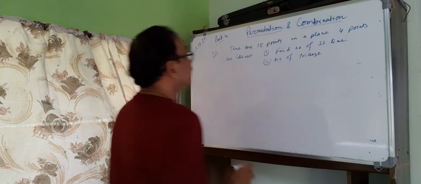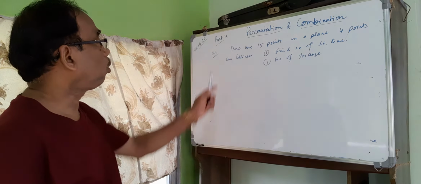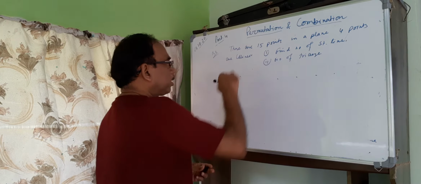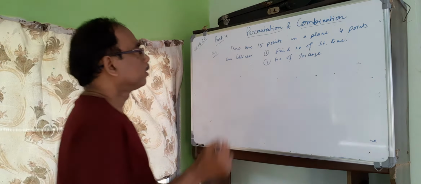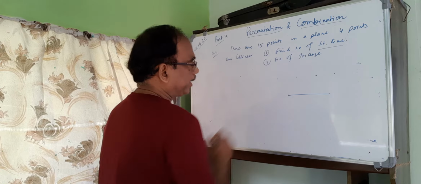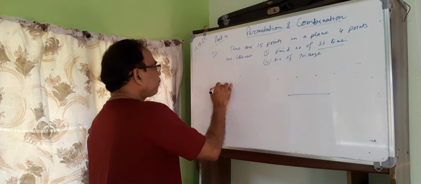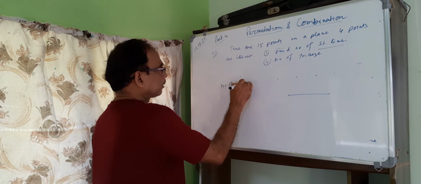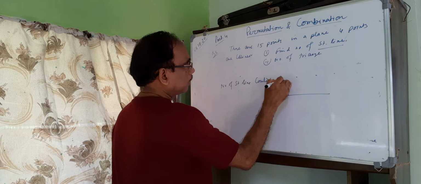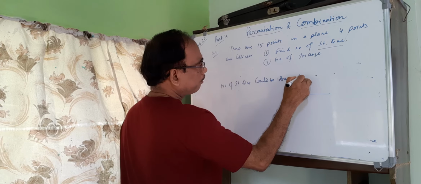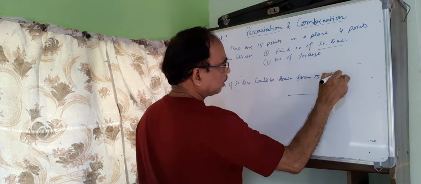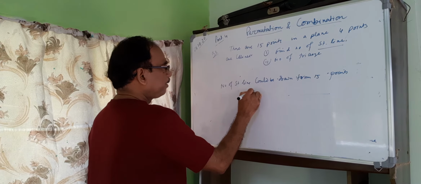So the question is, there are 15 points in a plane. 4 points are collinear. Collinear means 4 points lie on a straight line, and the rest of the 15 points are not collinear. So first of all, we have to find the number of straight lines that could be drawn taking 2 points. We can draw a straight line taking 2 points. So from 15 points, the number of straight lines could be 15C2 ways.